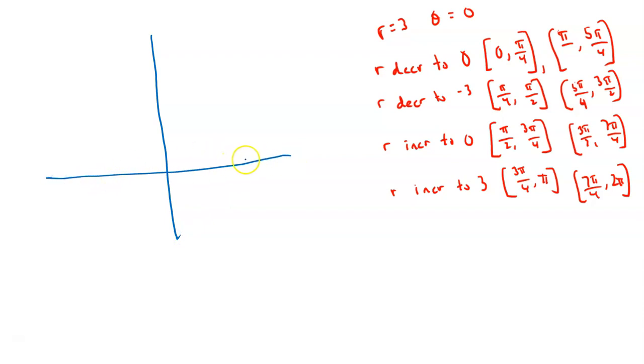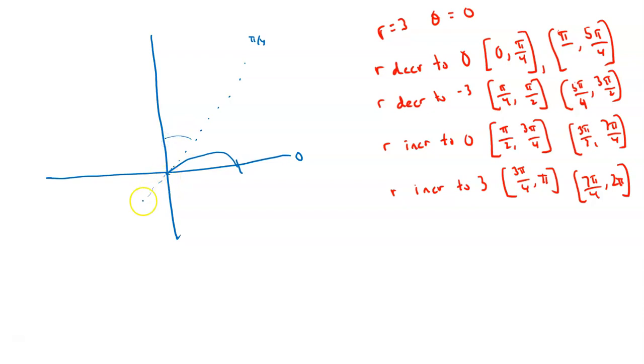The radius is 3 when theta equals 0. So here when theta equals 0, the radius is 3. It decreases until it gets to pi over 4. So here's pi over 4, right? Halfway in between. So it gets back to 0 by the time it gets to pi over 4. Now it gets a little funky, right? It says it decreases to negative 3 from pi over 4 to pi over 2. Well, pi over 4 to pi over 2 is this region in here.